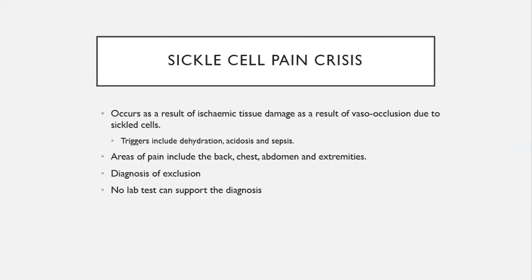The first one we're going to be talking about is the sickle cell pain crisis. This occurs as a result of ischemic tissue damage due to vaso-occlusion of the sickle cells. Triggers include dehydration, acidosis, and sepsis. Areas of pain include the back, chest, abdomen, and extremities. There are no lab tests that can support it, so it is a diagnosis of exclusion. And even though there are no lab tests required, there still should be imaging and tests which are done to rule out other life-threatening causes of pain.